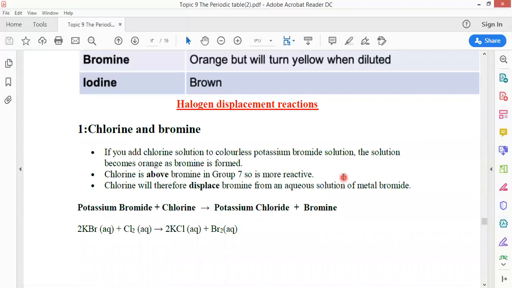Displacement reaction, what does it mean? In a displacement reaction, one atom will take the place of another atom. As we said before, in group number 7, by going up, reactivity increases. So what does it mean?